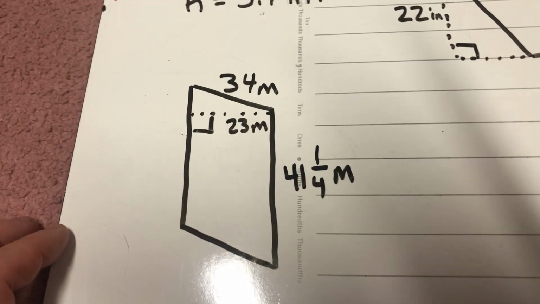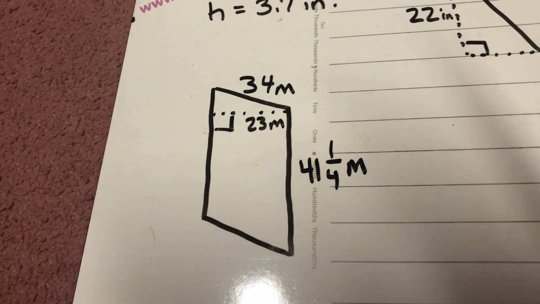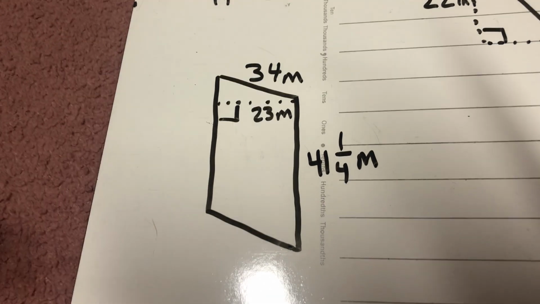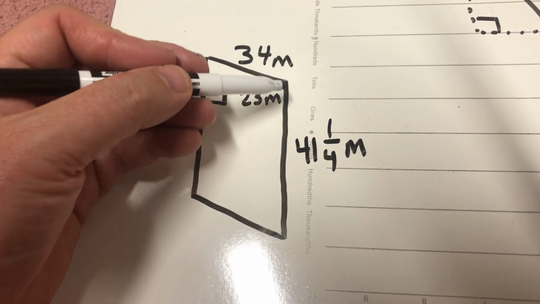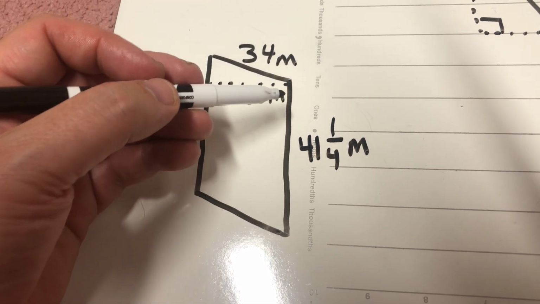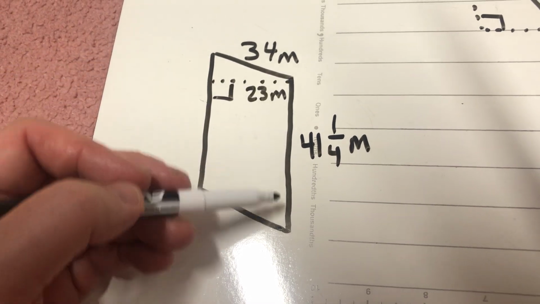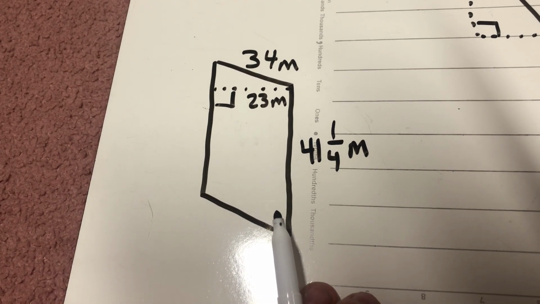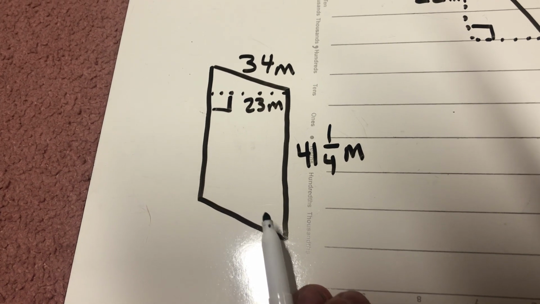All right, this is my last one, and once again, they've given us 3 measurements, so we need to figure out which measurements really help us. It looks like my base is going to be this one over here. That's my straight side. So my base is going to be 41 and 1/4.